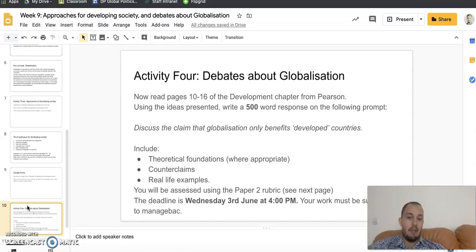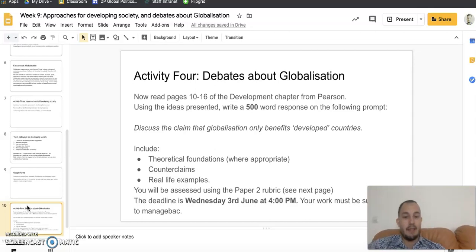And here's the prompt. Discuss the claim that globalization only benefits developed countries. And you're going to write a 500-word response to that prompt. And you're going to include theoretical foundations, counterclaims, and real-life examples.